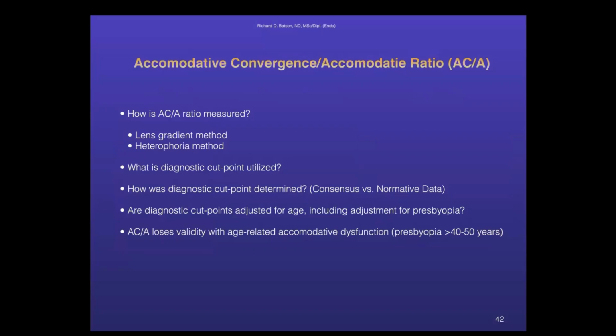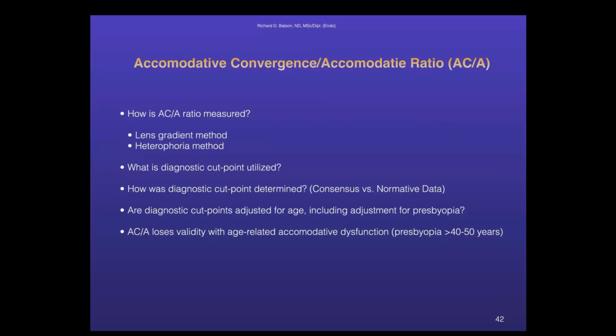And then the ACA ratio, there's 2 methods. There's a lens gradient method and there's a heterophoria method. I doubt we're going to come across a lot of this. It's not in a lot of the adult studies, but if you do, just be aware. Method, diagnostic cut point. How was the diagnostic cut point determined? Was it adjusted for presbyopia? Consensus versus normative data, those types of things. Those are going to be consistent across the 4 different measurements that we've covered: near point of convergence, exophoria at near, positive fusional divergence, and ACA ratio.